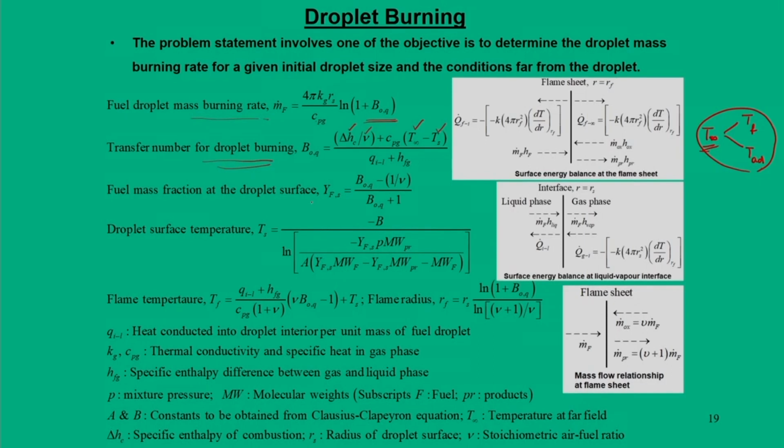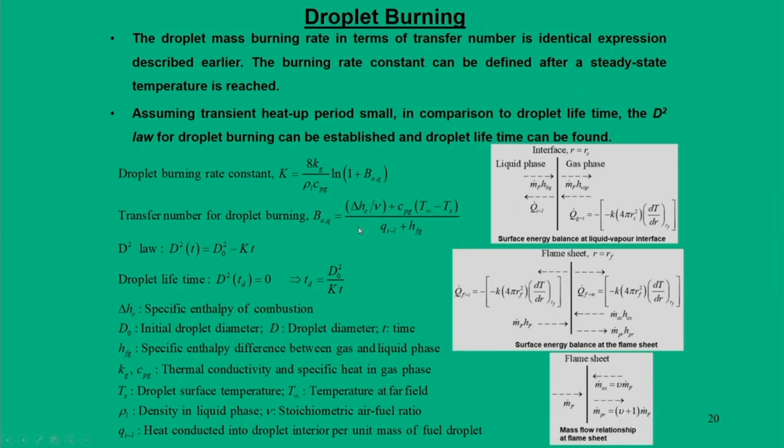Then we can find out the fuel mass fraction of the droplet, droplet surface temperature, flame temperature, and flame radius. All these numbers can be calculated by knowing the thermophysical properties, and of course we also need to know the molecular weight of fuel, products, partial pressures, total pressures, fuel mass fractions, and so on. So, this will give you the value of all these numbers.